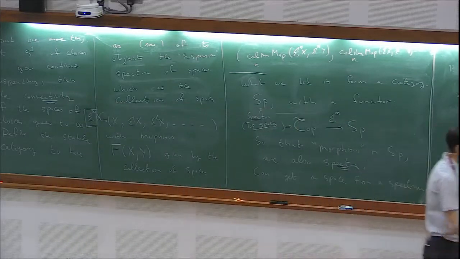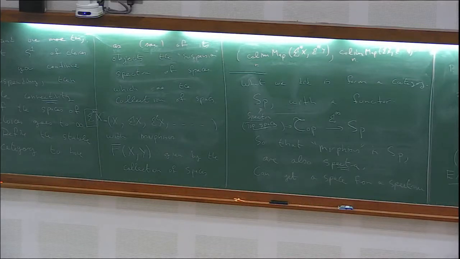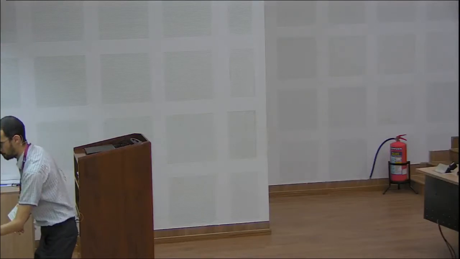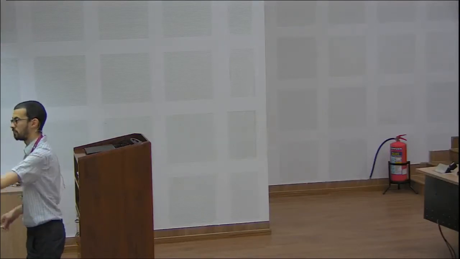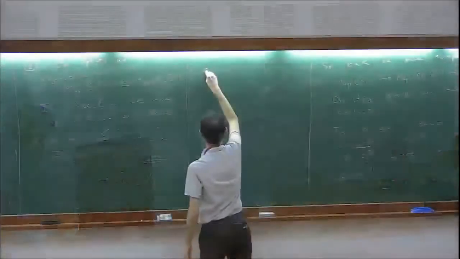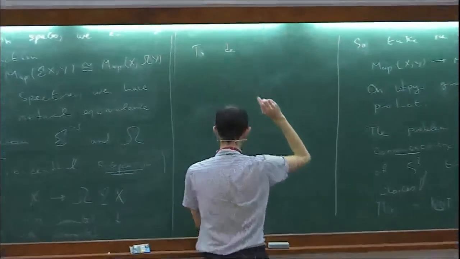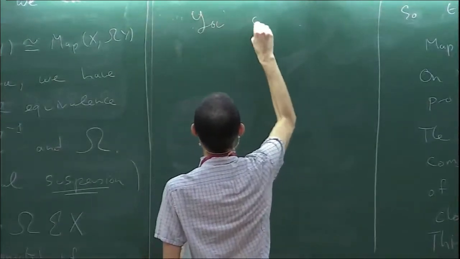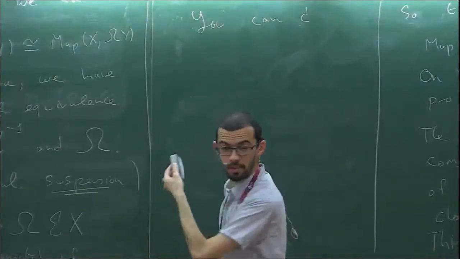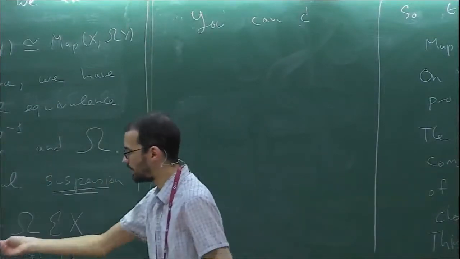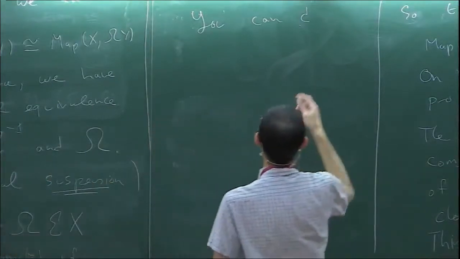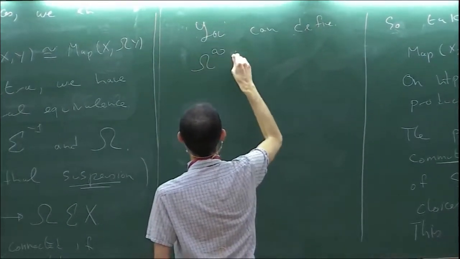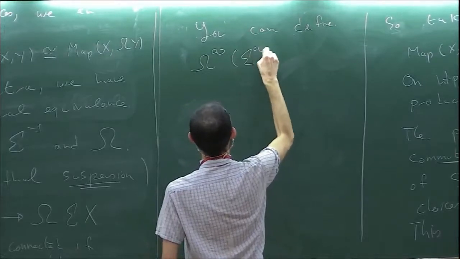Okay, sorry, I did not intend to do this, but let's just do this. So, you can define loop infinity. But of course, whatever I would have said wouldn't have made sense, because you need Freudenthal suspension to make sense of it. You can define loop infinity of sigma infinity of X.